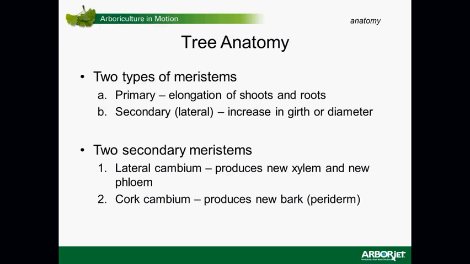Okay, so there are 2 types of meristems. There's primary meristems that occur at the tips of shoots and roots, and they increase the plant growth by elongation, and the secondary or lateral meristem increases plant size in girth or diameter. In trees, we can talk about 2 secondary meristems. There's a lateral cambium, which produces new xylem or sapwood to the interior and new phloem to the exterior. And within the bark, there is a cork cambium or phellogen that produces new bark or periderm.